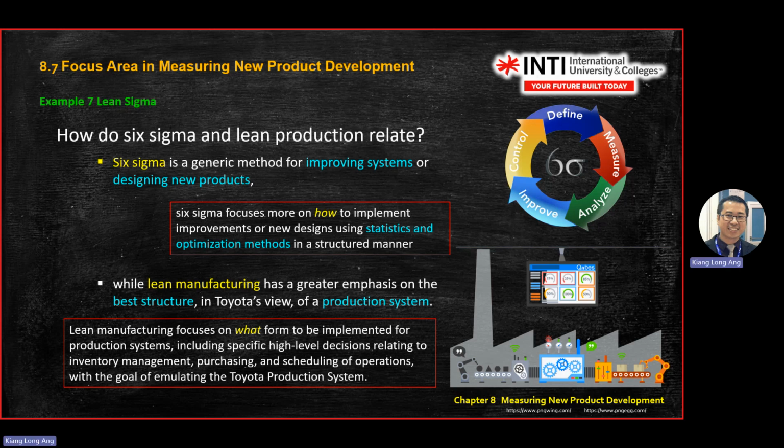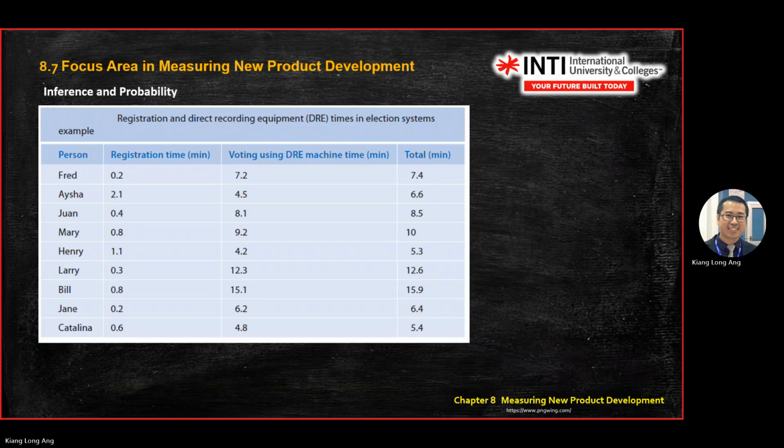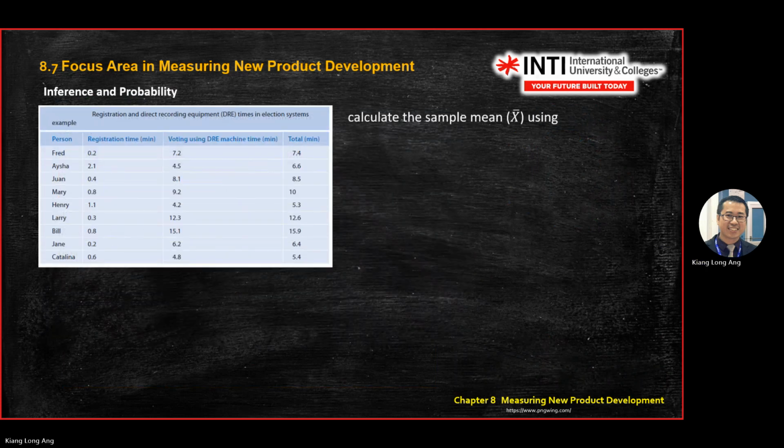Okay. Again, Six Sigma is continuous improvement. You want to improve the system continuously. You want to do optimization. However, with lean manufacturing, you focus on what form is to be implemented for the production system. With lean, we want to trim down the process, reduce waste, and so on. Okay. This one you read.